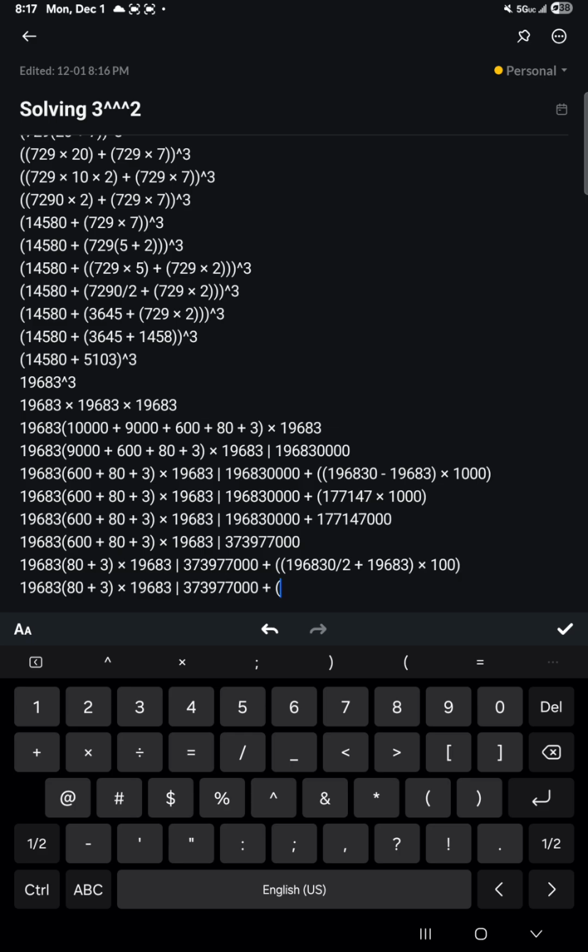Alrighty. So 19683. This is a hard equation, but we'll solve it. 30 divided by 2, 15. 8 divided by 2, 4. 196 divided by 2. Well, if you solved it correctly, that's 98. Yeah, it is 98. Yeah, it's correct.